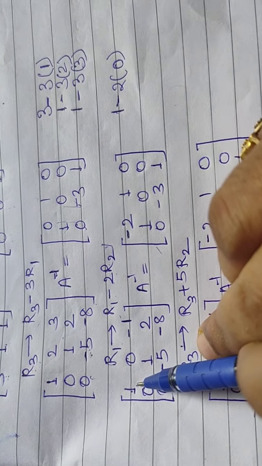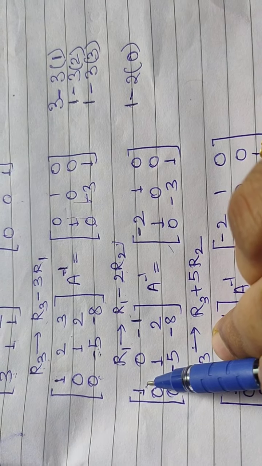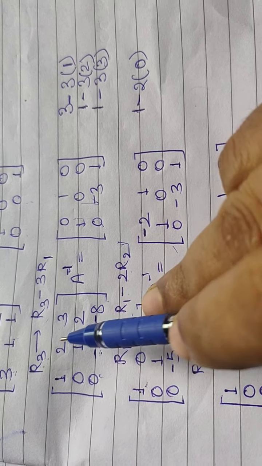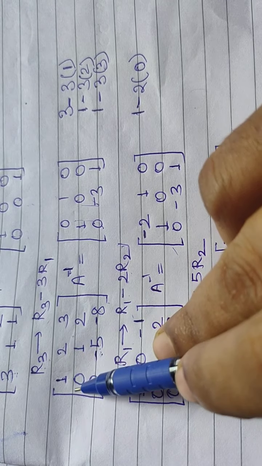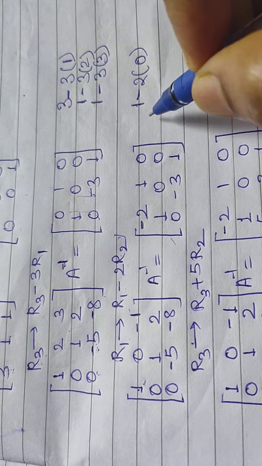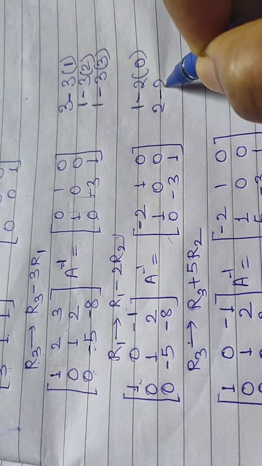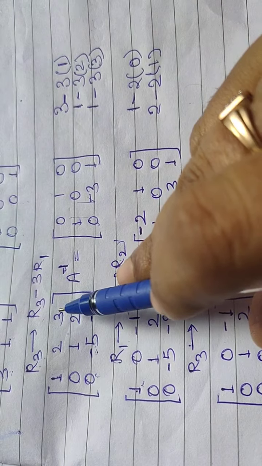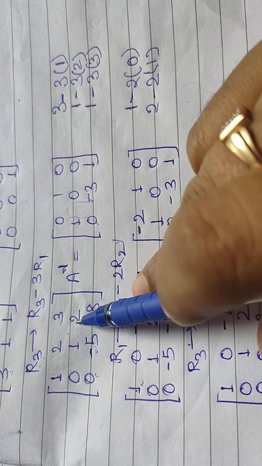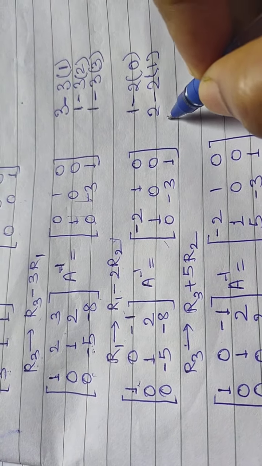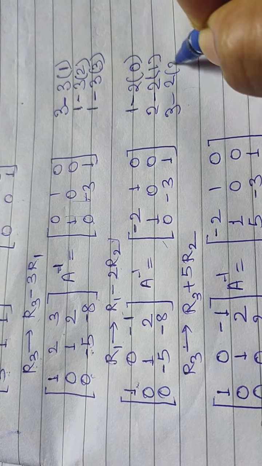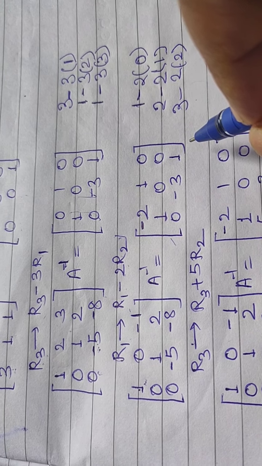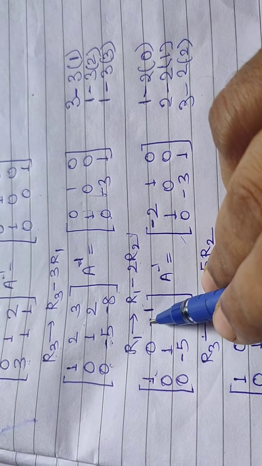This is 1. Now only the elements of R1 will get changed because we are doing the row transformation on the first row. Similarly, the second element will be 2 minus 2 into 1. Understood? And the third element will be 3 minus 2 into 2, so it will become minus 1.